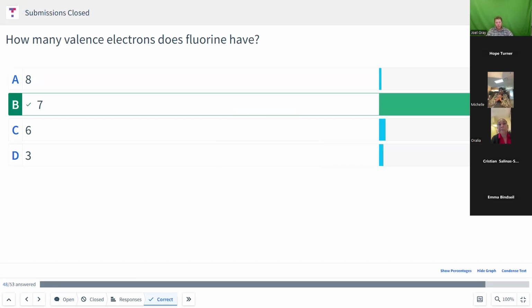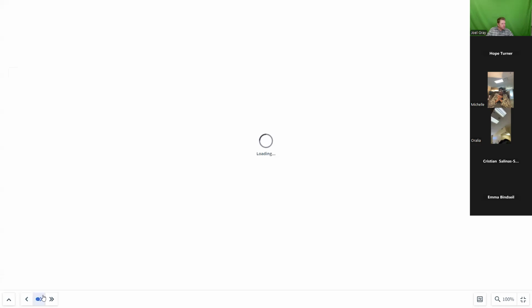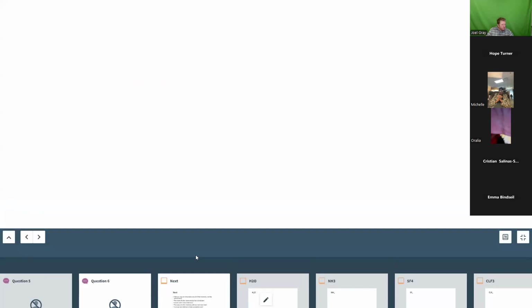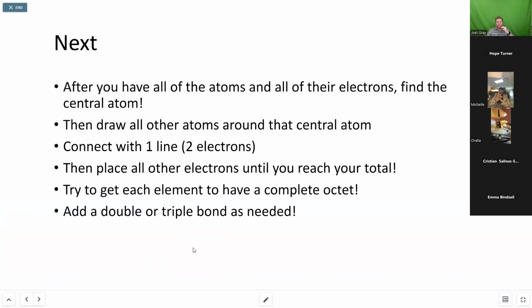Now, if I had said fluoride, that would be an ion of fluorine, and that would be a total of 8. Now, we'll come back to this one, because what I want to do is go through the process of drawing a molecule. So keep this in mind as, what are the steps? It's almost like a recipe. You're building something. In this case, we're building a molecule.